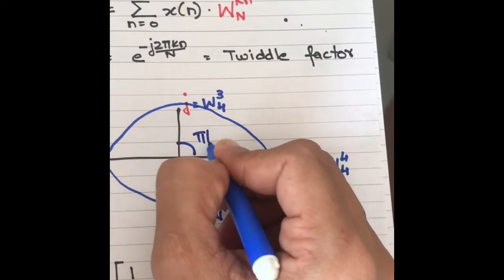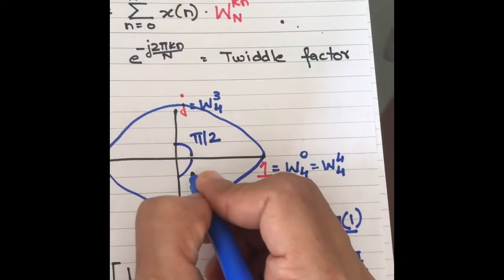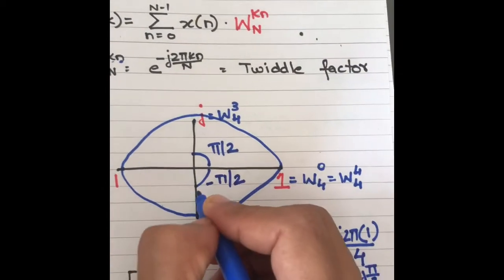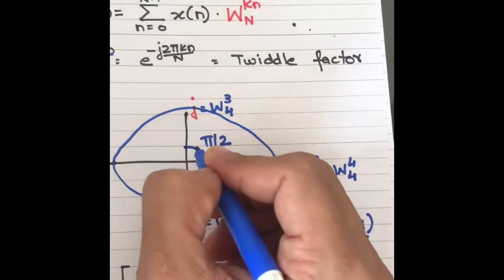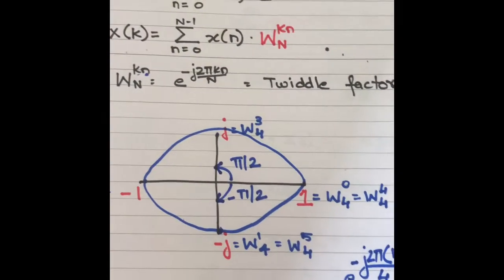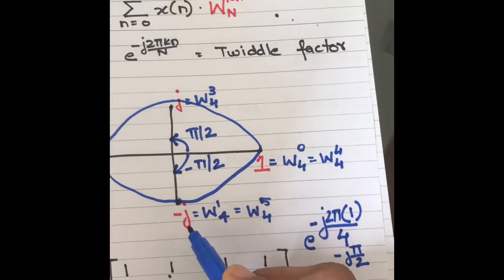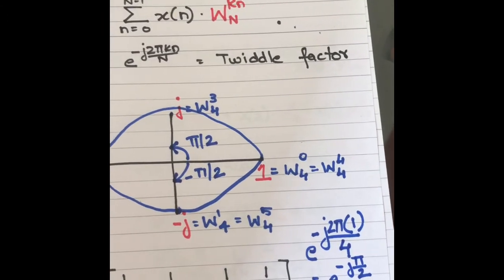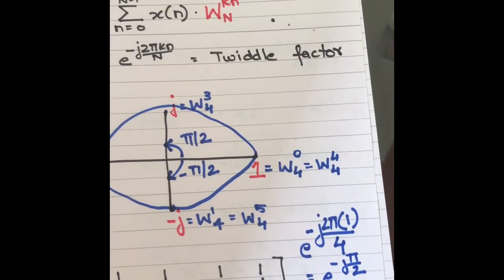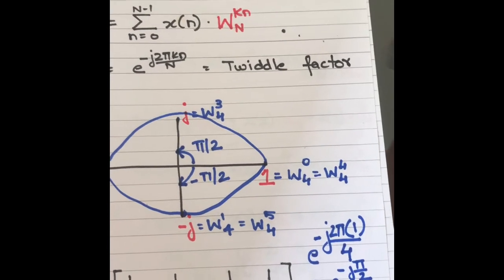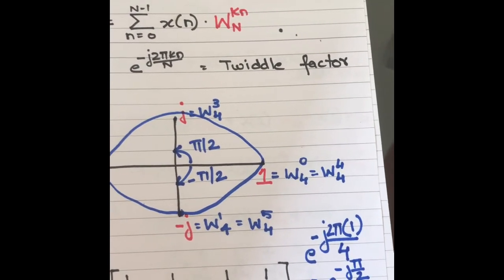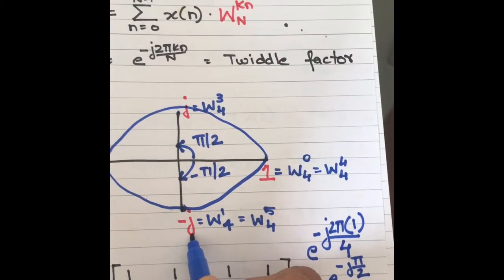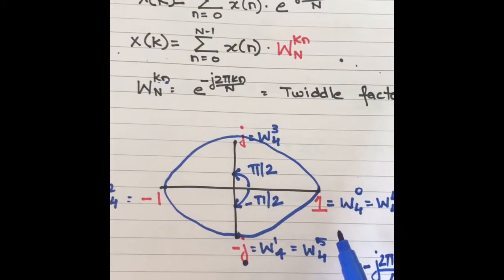This is pi by 2, and this is minus pi by 2, right? Clear? So at minus pi by 2, e raised to minus j pi by 2 is cos pi by 2 minus j sin pi by 2. Cos pi by 2 is 0, sin pi by 2 is 1, multiplied by minus j, so the answer is minus j. Clear?